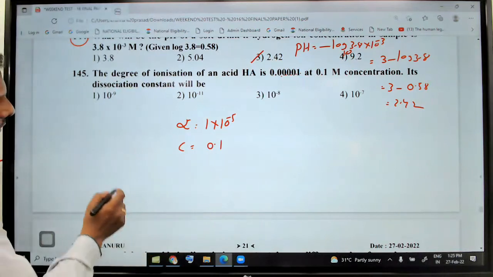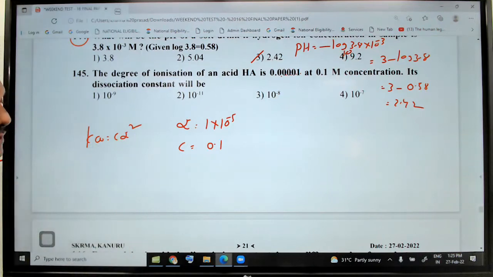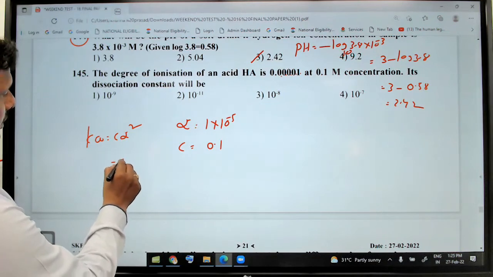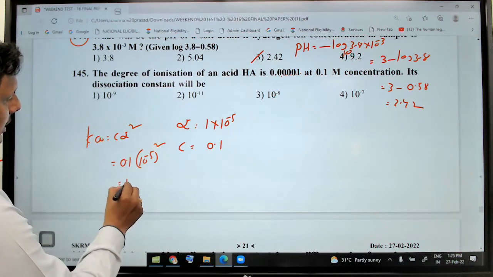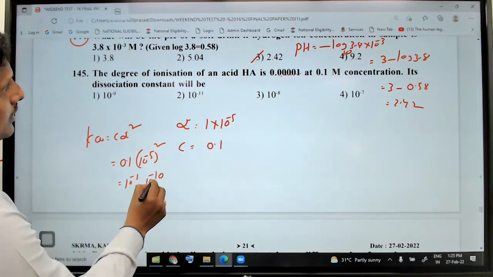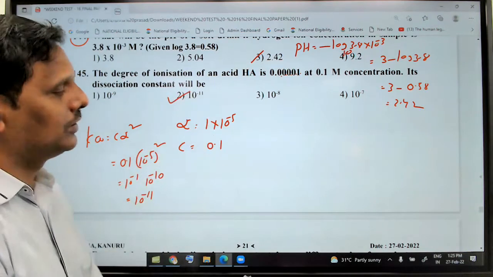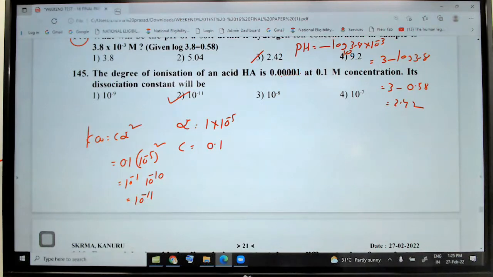For a weak acid, K is equal to C alpha square. C value is given, 0.1. Alpha is 10 power minus 5 whole square. 10 power minus 1 into 10 power minus 10, which is equal to 10 power minus 11. Very simple, a direct formula based question. The degree of ionization of acid is given, and we calculate the K value.